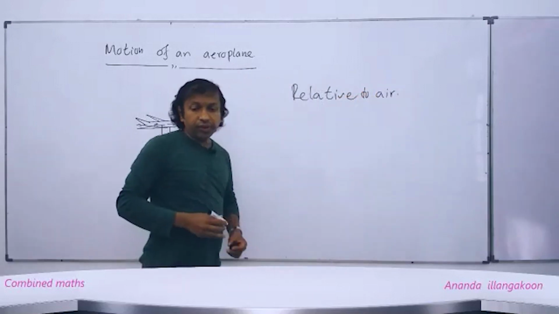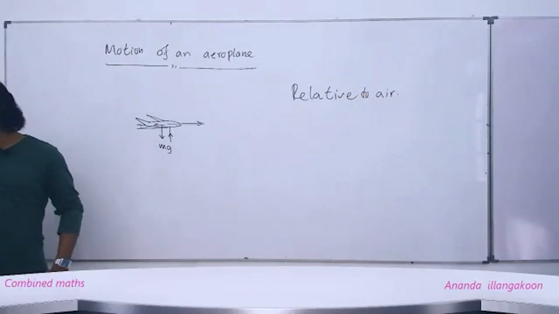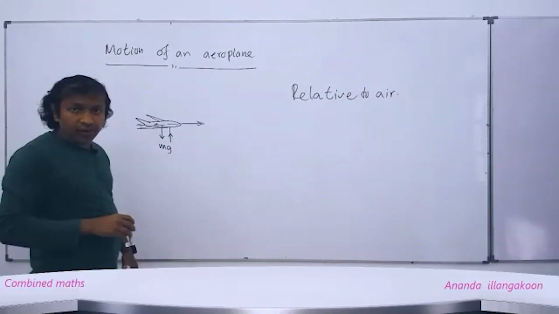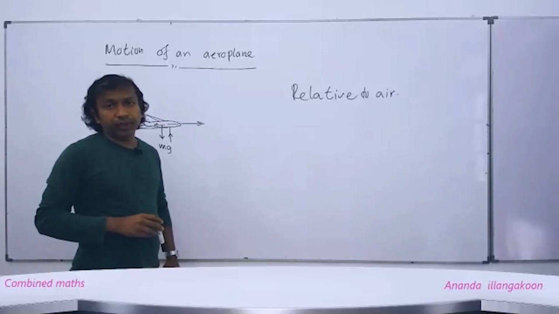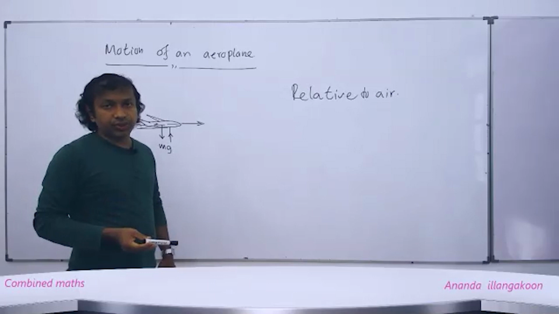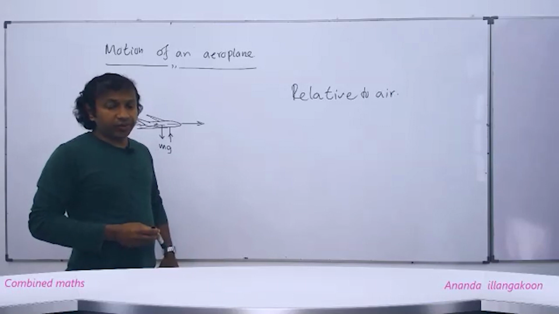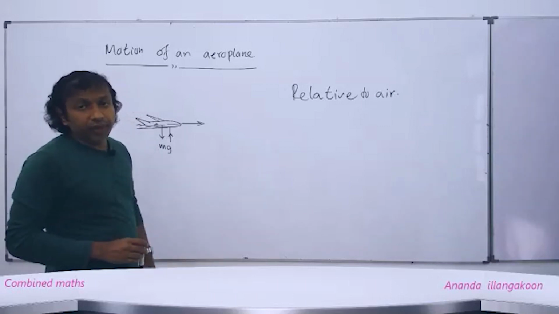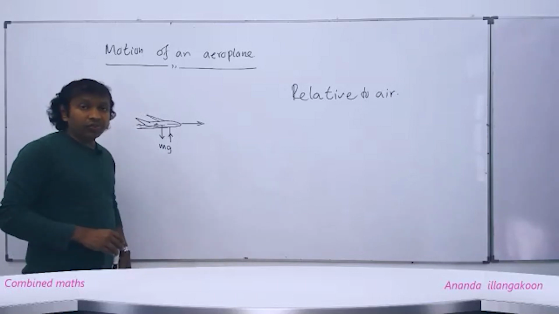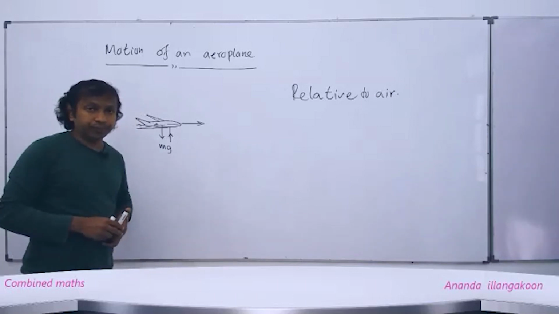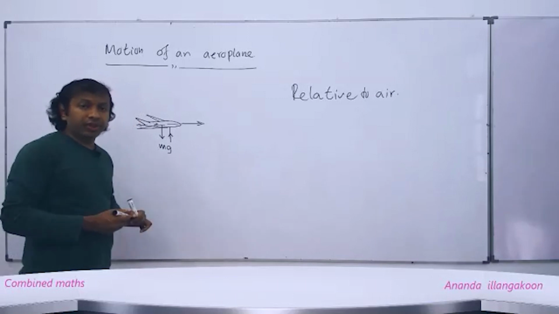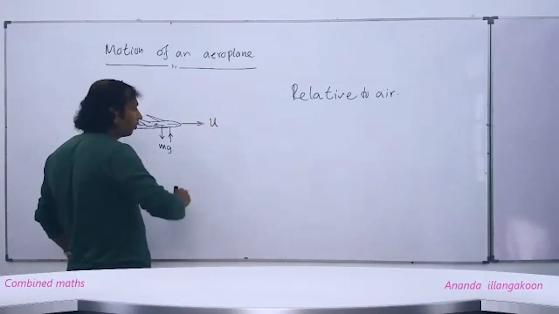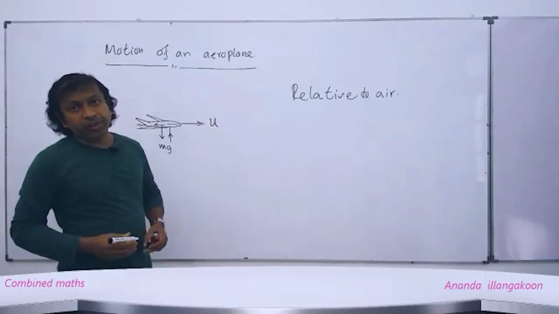Understand? Then, what is meant by the velocity of the aeroplane relative to air? That means the velocity the engine of the aeroplane produces by burning fuel. That's the velocity of the aeroplane relative to air. Nothing else. Remember this. That velocity is always acting along the body of the aeroplane. I'm going to take that velocity as u. This velocity, u. What is this velocity? U. Velocity of the aeroplane relative to air.